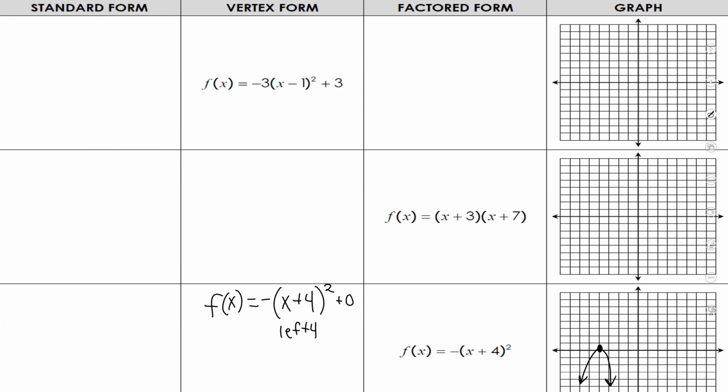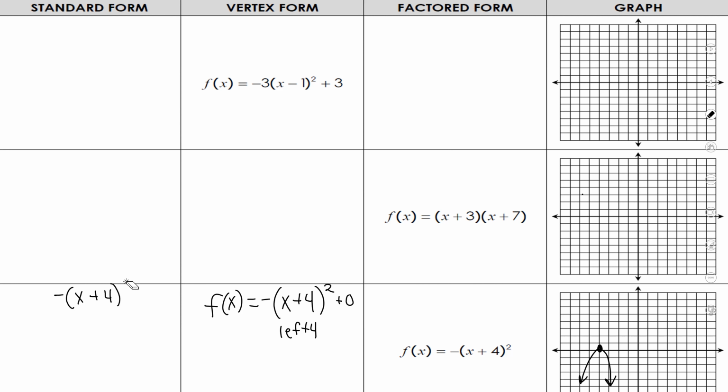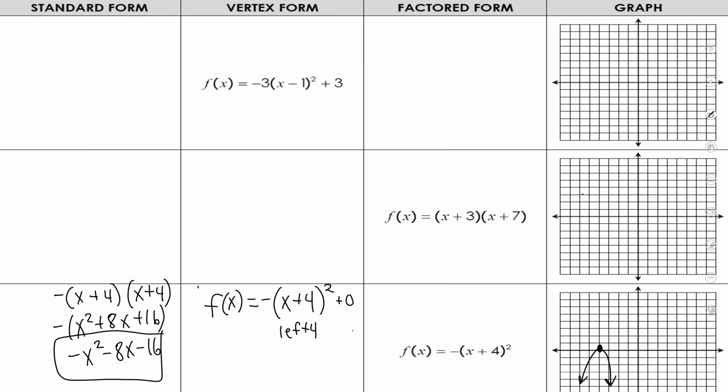And then if I wanted to multiply it out, I could. (x + 4) squared means I'm going to have it twice. So this will be (x + 4) times (x + 4). That's what this will multiply out to be. So this is your standard form, this is your vertex form, and this is your factored form.